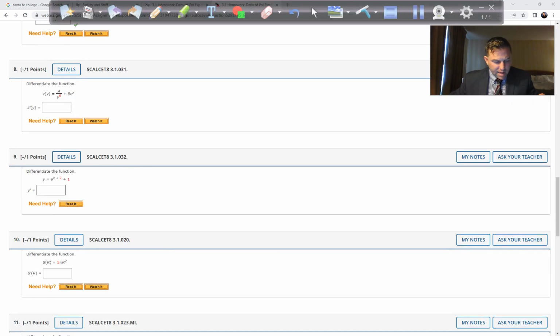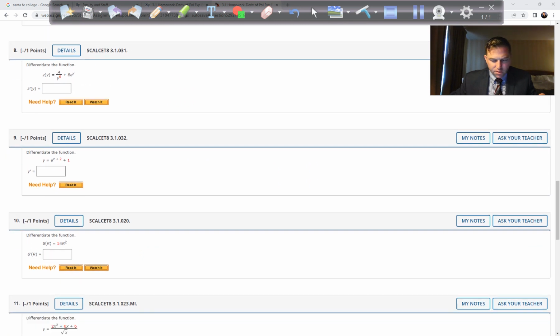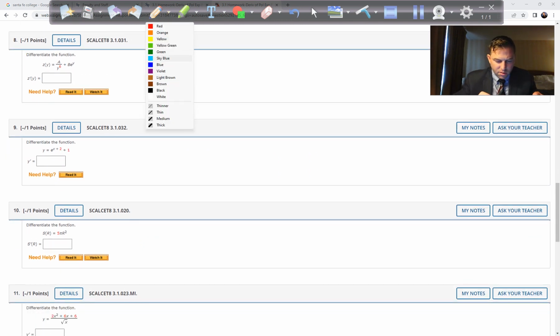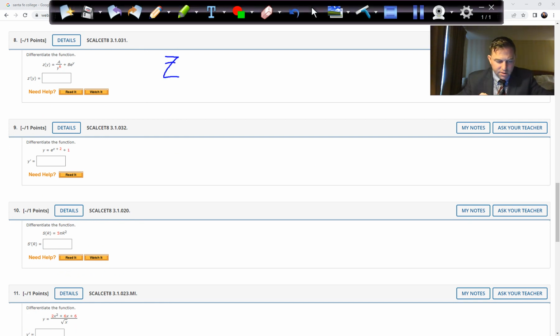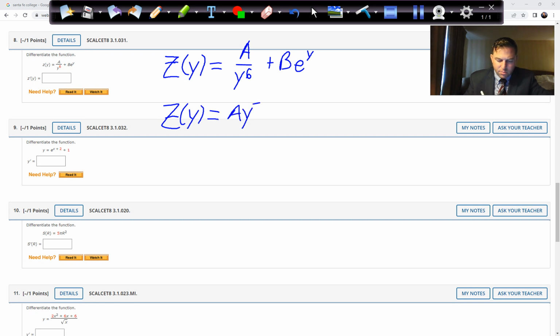Okay, in problem 8, it's going to be nothing new, but they're going to use letters. So we don't have numbers now. It's just going to be letters. So it says z of y is a over y to the 6th plus b e to the y. Well, first we're going to change this to be a y to the minus 6, and then b e^y we're not going to change at all.